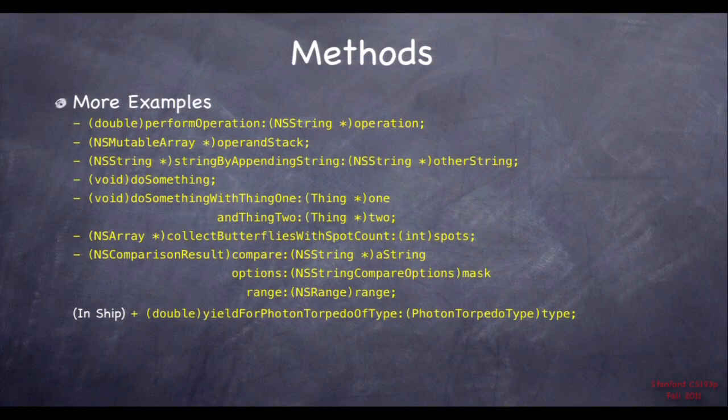So here are some examples, like this one at the bottom. There's a class method that just provides some information. It might be in ship. You might be able to ask the ship class, please tell me the yield for a photon torpedo of this type. I'm not asking a particular instance of a ship, what's your photon torpedo yield? I'm saying, if I had a photon torpedo of a certain type, what would be its yield? It's something I would ask the class. Make sense?